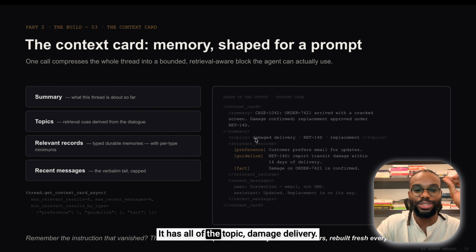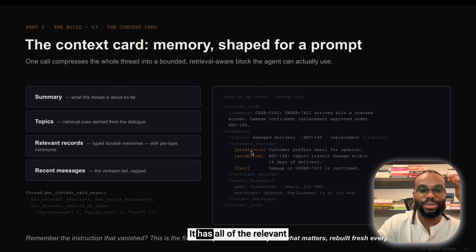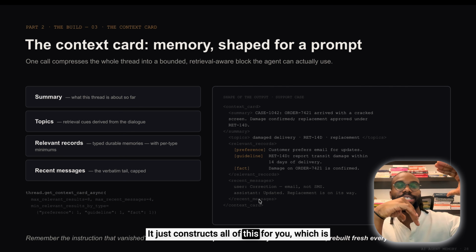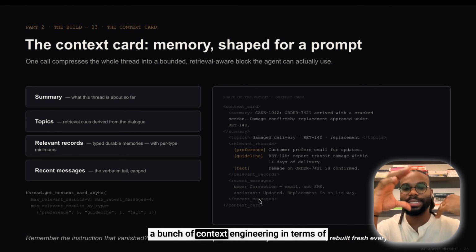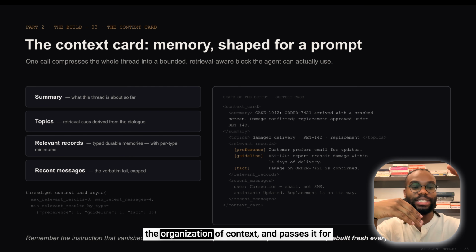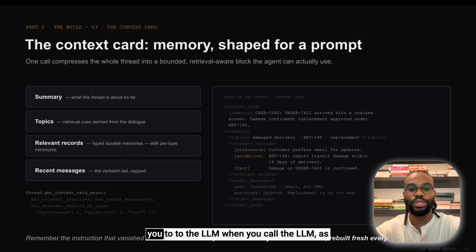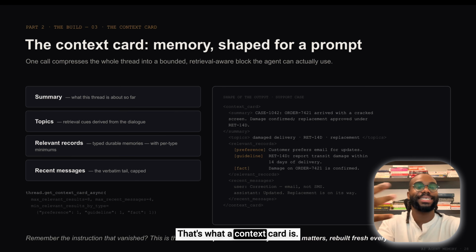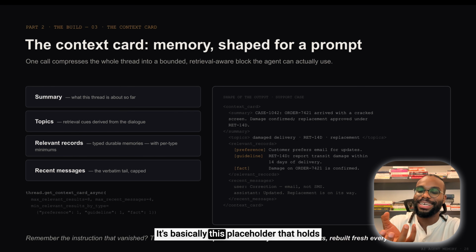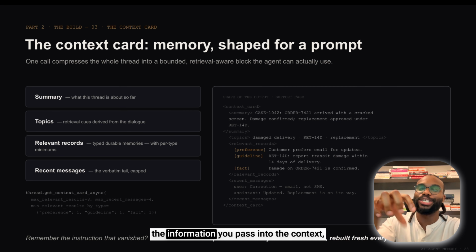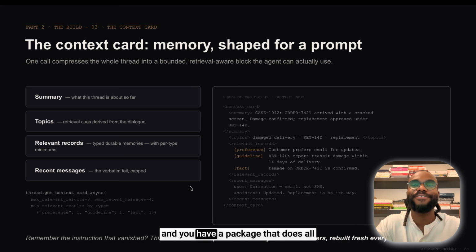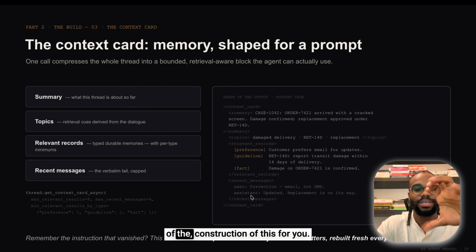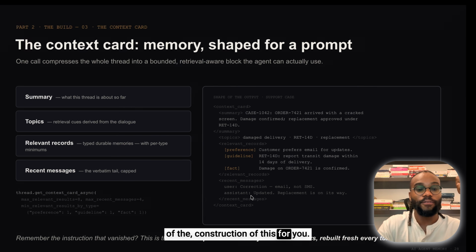It has all of the topic, damage delivery. It has all of the relevant records, the recent message. It just constructs all of this for you, which is a bunch of context engineering in terms of the organization of context, and passes it for you to the LLM when you call the LLM, as opposed from you having to construct it yourself. That's what a context card is. It's basically this placeholder that holds the information you pass into the context. And you have a package that does all of the construction of this for you.